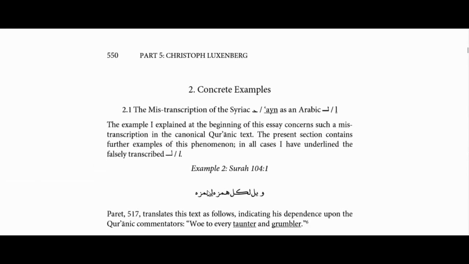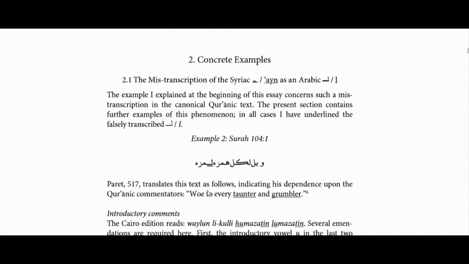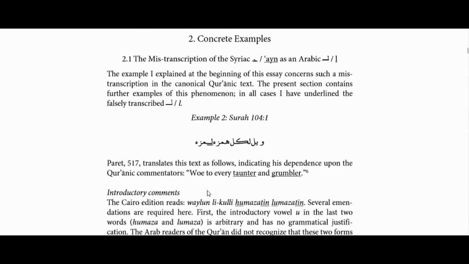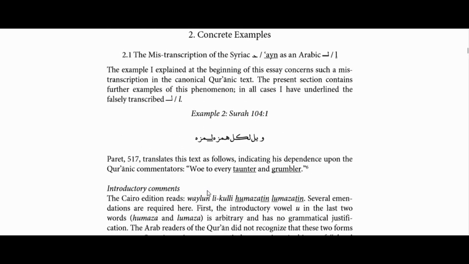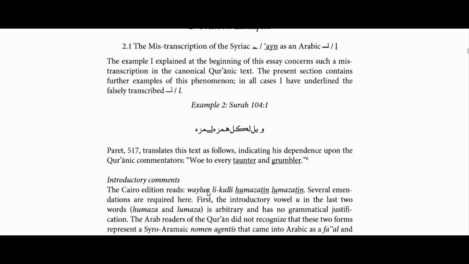Okay, so let's move on. So, concrete examples. 2.1, the mistranscription of the Syriac Ain as an Arabic L. The example I explained at the beginning of this essay concerns such a mistranscription in the canonical Quranic text. The present section contains further examples of this phenomenon. In all cases, I've underlined the falsely transcribed L.